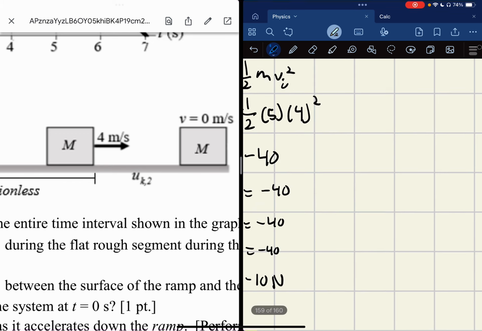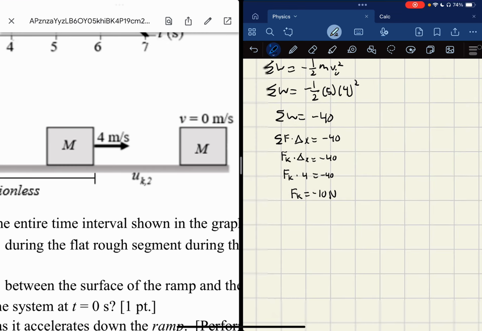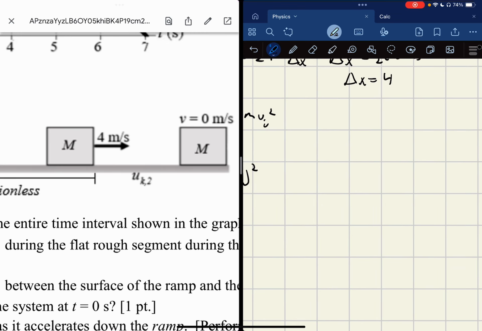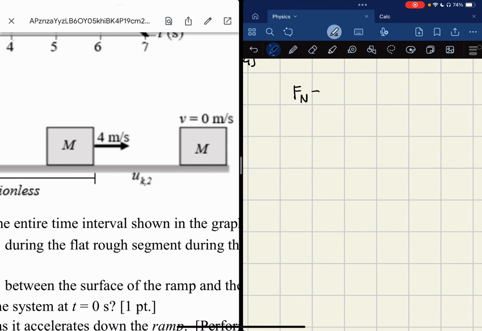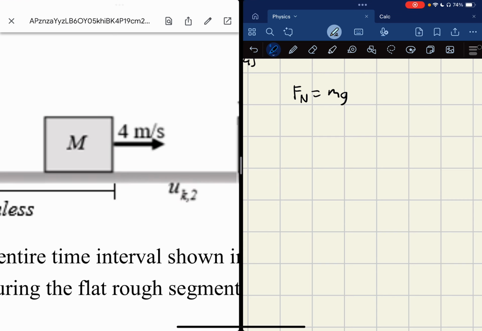We're not done there yet though, because we're asked to find the mu k. So then mu k we know is equal to Fk divided by Fn. We know what Fk is, but we need to find what Fn is. And in this case, Fn is equal to mg, because, as you can see here, it's on the flat surface, it's not on an incline, so it is equal to mg. So then Fn is equal to 5 times 9.8, which is 49.